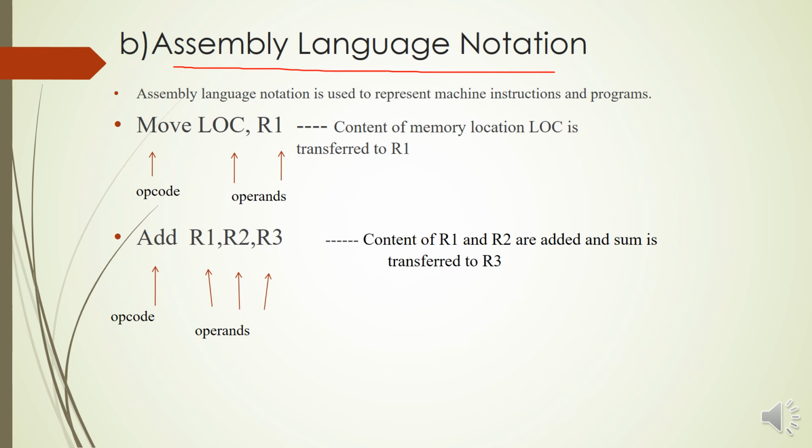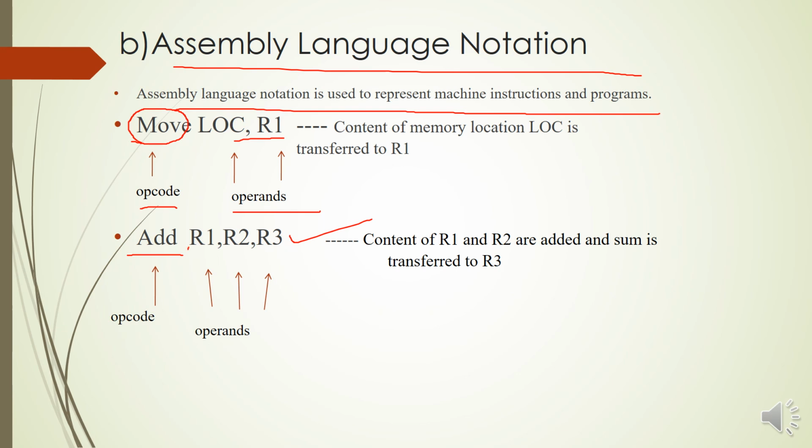Assembly language notation. Assembly language notation is used to represent machine instructions and programs. Usually, an instruction consists of two parts, opcode and operands. Opcode specifies the operation to be performed on the operands. Operands are the data on which the particular task will be performed. Here, move is the opcode, location and R1 are the two operands. Another example, add R1, R2, R3. Actual operation: the contents of R1 and R2 are added and the sum is stored in R3. Here, add acts as the opcode, and the remaining R1, R2, R3 are the operands.